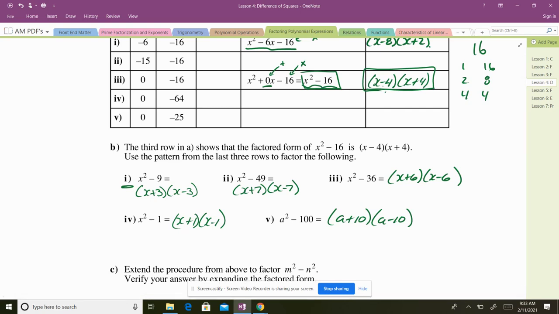That's difference of squares. Now we're going to tweak it a bit as we move forward, but essentially look for two terms separated by a subtraction sign, square root each term. That's all you're doing. Difference means subtraction, and squares is because they are both squared. The square of 3 is 9. Before we move on, all I want you to do is question number 2, please.